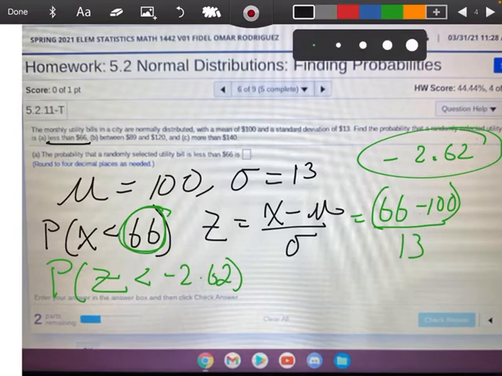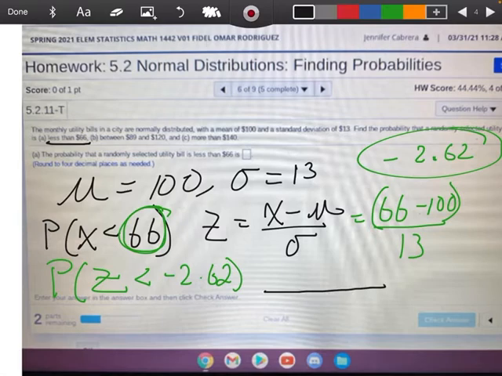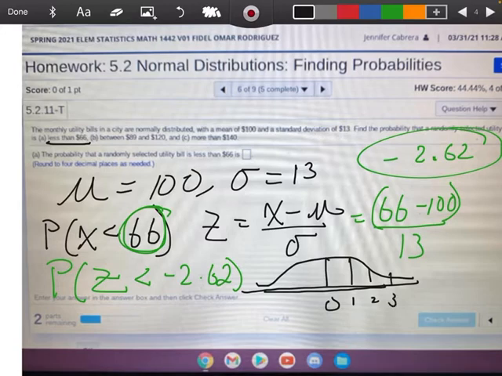And sometimes we kind of get lost with, what am I really trying to find here? So I'm going to draw my normal curve. I know it's not that pretty, but you get the idea. And remember, my mean in the normal curve is always 0, and then my standard deviations are 1, 2, and 3 positive, 1, 2, and 3 negative. Now, the value that we came up with was negative 2.62, so it's going to be somewhere right about here. And what we're really doing here, guys, is trying to find the area to the left under the curve of negative 2.62. So I'm going to use my calculator, okay?